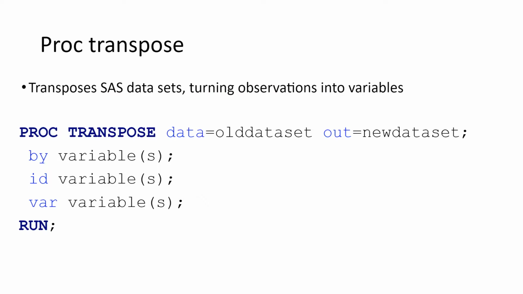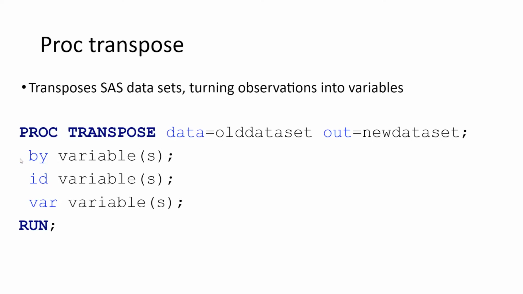Another proc to be familiar with is the proc transpose, and that allows us to reshape our data from either a wide or a long format. So in this case, we want to give it a data option with the name of the old data set, and an out option with the name of the new data set. And once you start using SAS more often, you'll see that this out option can be added to many of the procs that we use to create new data from the proc.